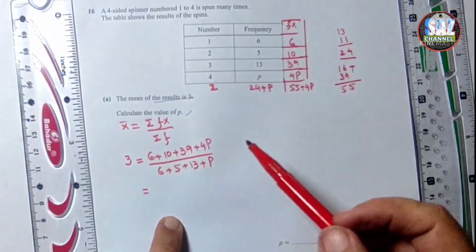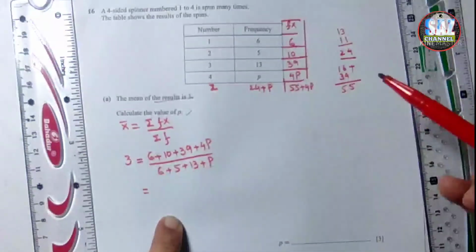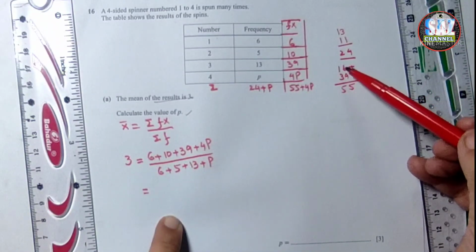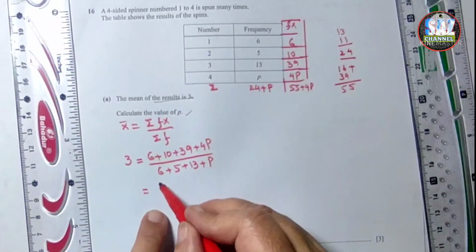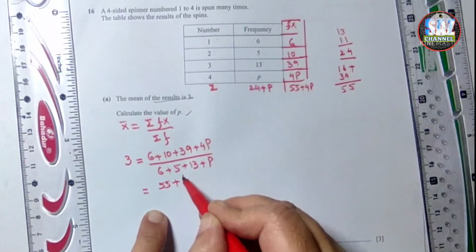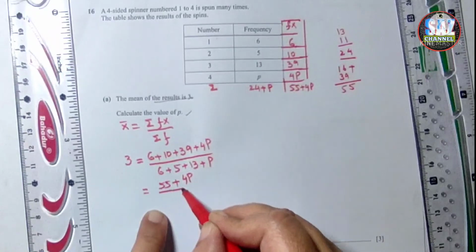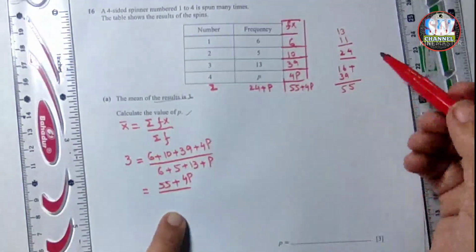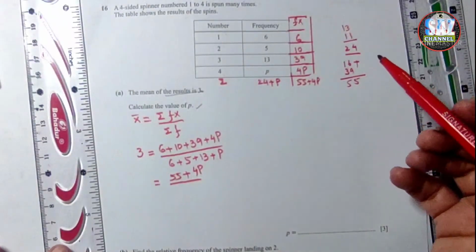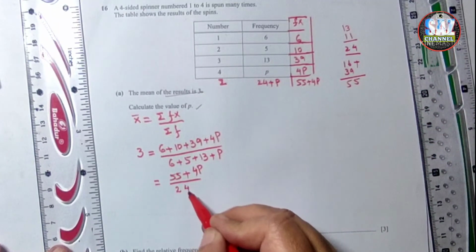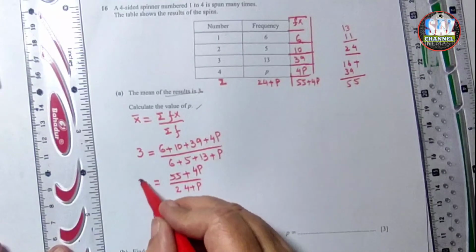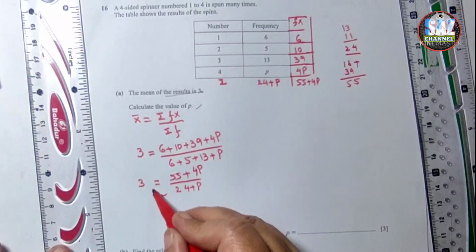The sum we have obtained over here: 16 plus 39, 9 plus 1 is 10, 15, and 55 plus 4p, and this is 11, and 13, this is 24 plus p. 24 plus p equals 3. Now go for cross multiplication.